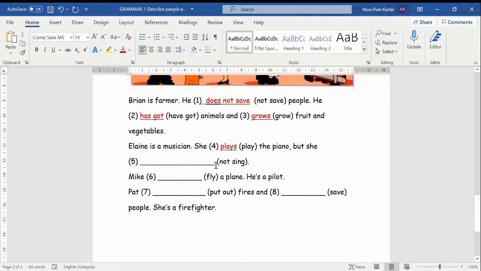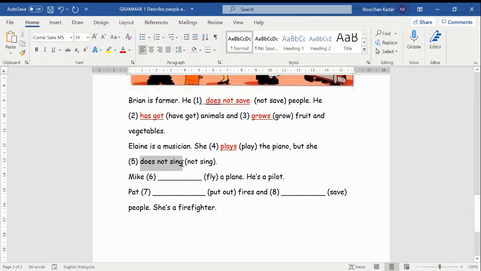Here the word given is sing. So it has to be doesn't sing, or you can write here does not sing. Why am I putting here does not sing? Actually, it can be doesn't sing, but they have already given not sing, so I just add does not sing. I don't want you to get confused about why the teacher takes away the not. So that's why I just keep writing not.